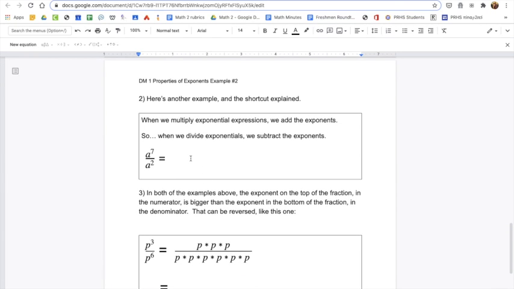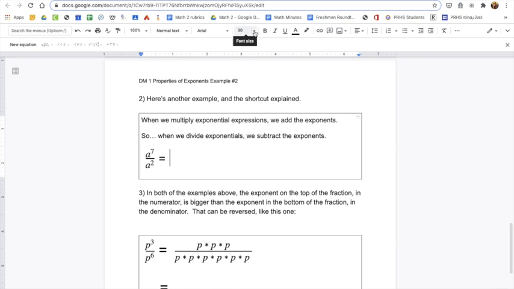Here's another example. I'm just going to explain this as the shortcut so that you don't have to write it out every time. But if you can't remember the shortcut, when in doubt, write it out. So here I've got another example. When we multiplied exponential expressions, we added the exponents. So it makes sense that when we do the opposite of multiply, divide, we're going to do the opposite of add. We're just going to subtract.